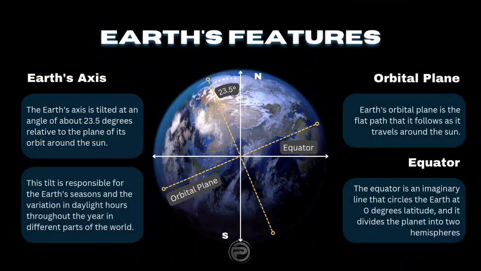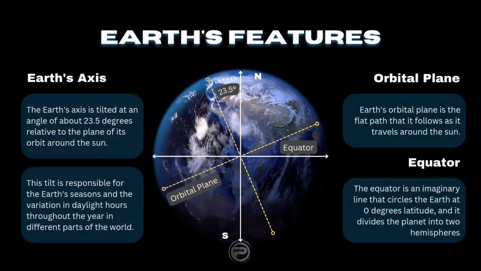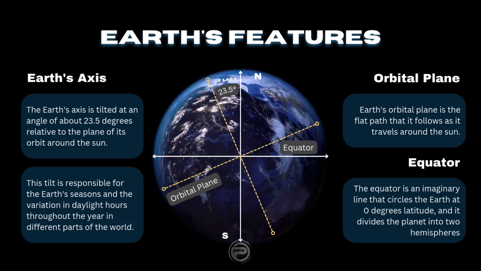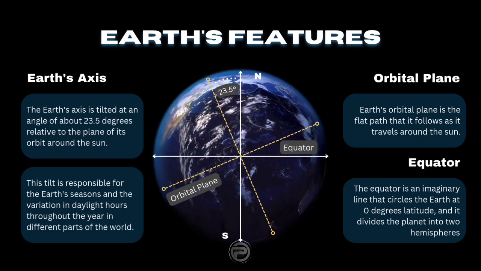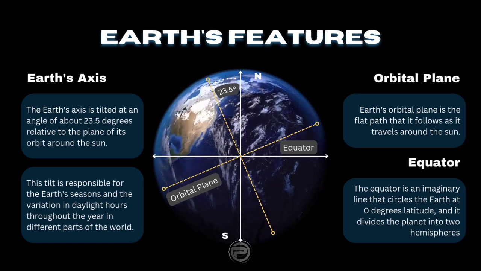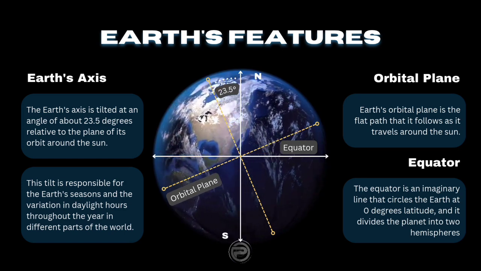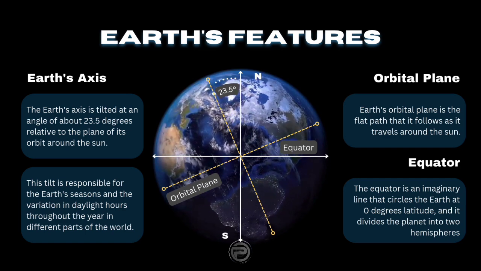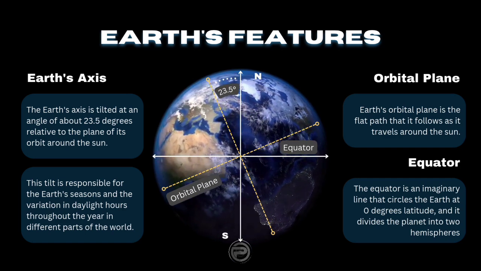Earth's features. 1. Earth's axis. The Earth's axis is tilted at an angle of about 23.5 degrees relative to the plane of its orbit around the Sun. This tilt is responsible for the Earth's seasons and the variation in daylight hours throughout the year in different parts of the world.